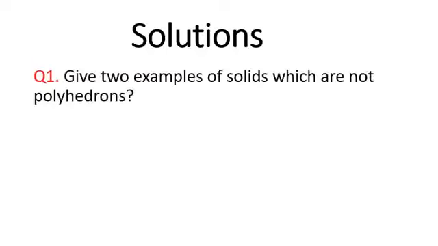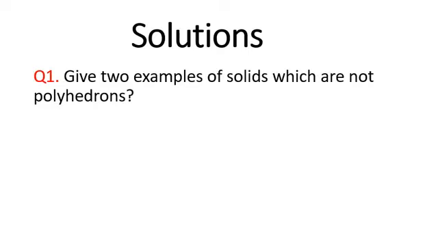Question number 1. Give 2 examples of solids which are not polyhedrons. First of all, you should know what polyhedrons are. A solid made up of polygonal regions is called a polyhedron, or we can say a solid with flat surfaces or faces is known as a polyhedron. So solids with flat faces are known as polyhedrons.